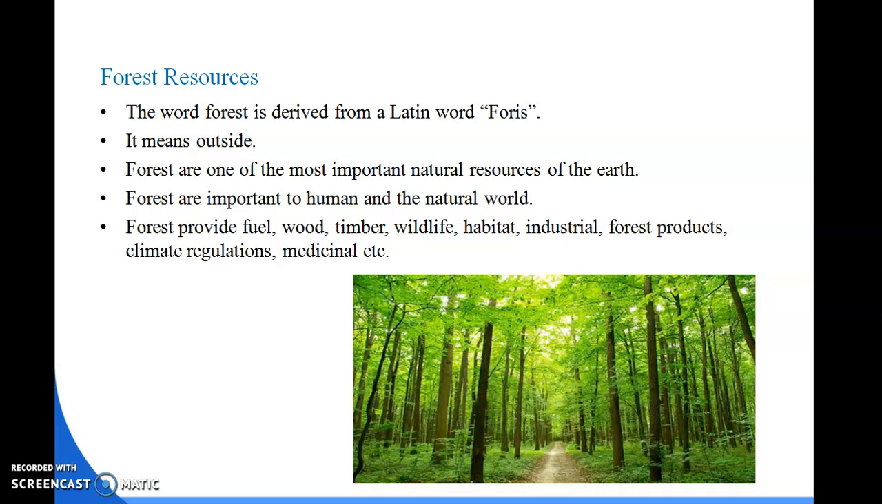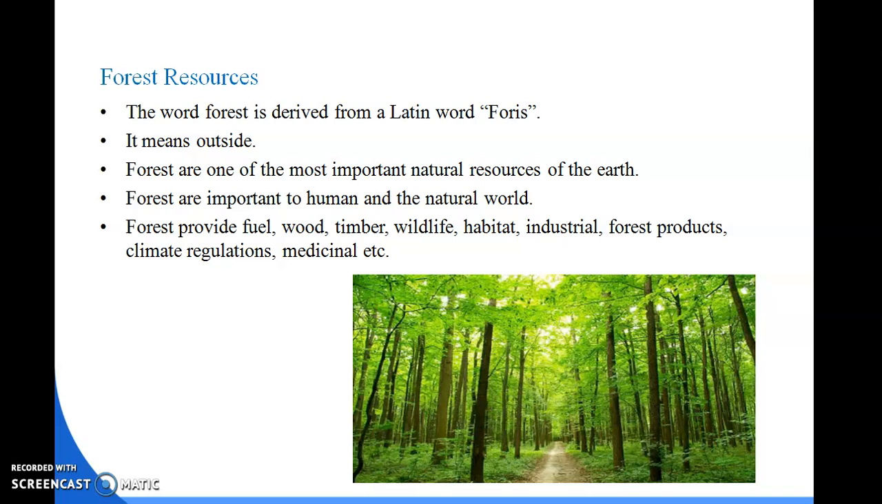So what is a forest? Forests are one of the most important natural resources of the earth. They are important for humans and also for the natural world because they provide fuel, wood, timber, wildlife habitat, industrial forest products, climate regulation, medicinal products, etc. Mainly, forests help us a lot because from them we can also get oxygen, which is very important.